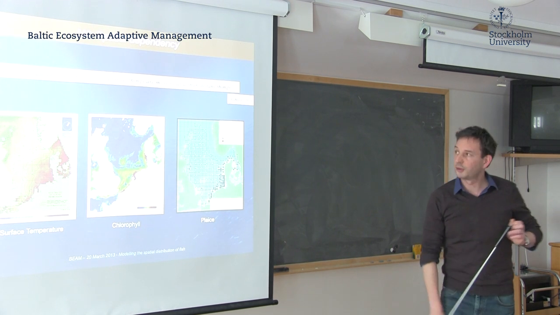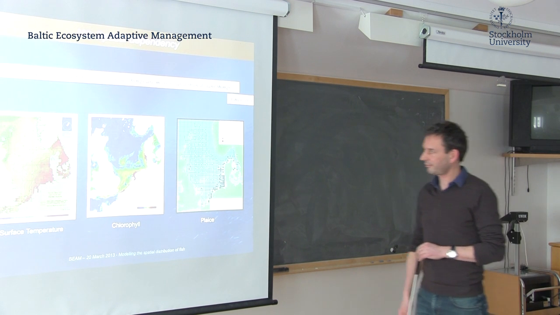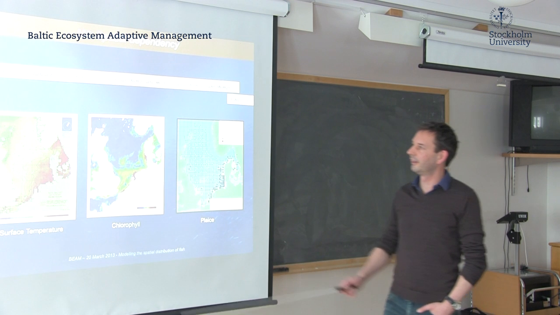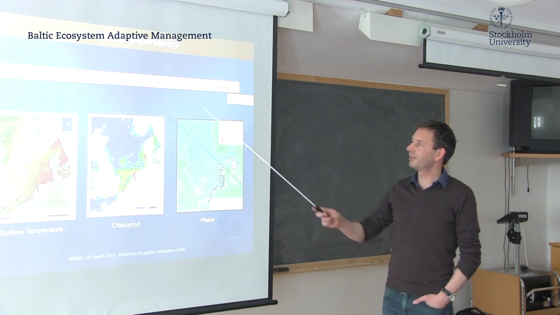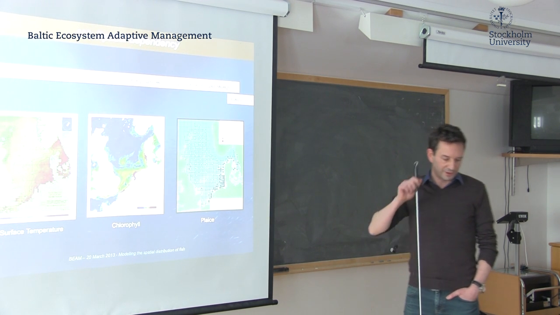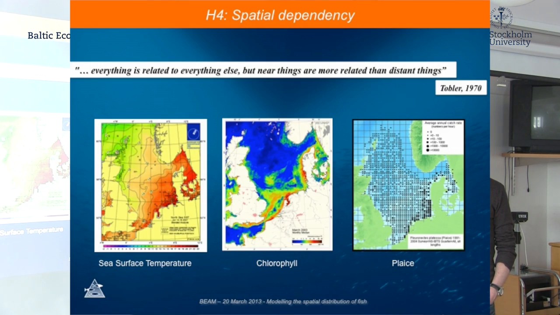Okay, now spatial dependency or autocorrelation is based on this relatively simple principle that everything is related to everything else, but near things are more related than distant things. So if I want to know what's going on in one place, it probably looks very much like what's going on next to it than what's going on a very long distance away.